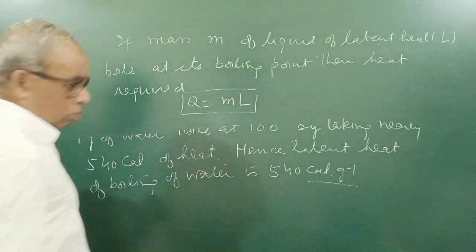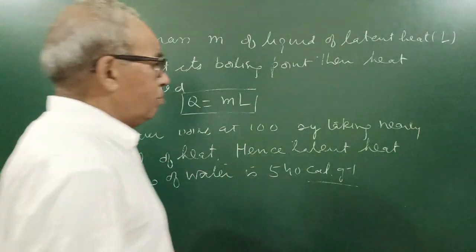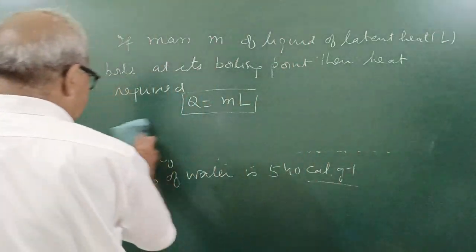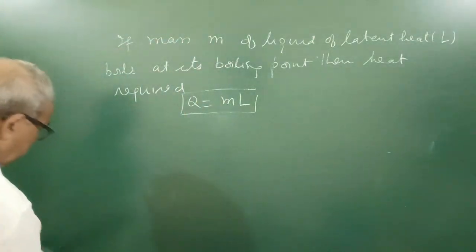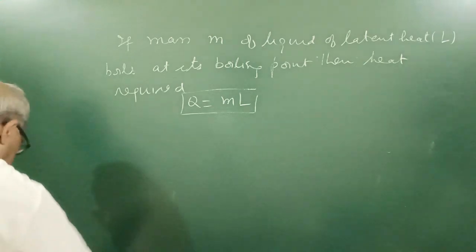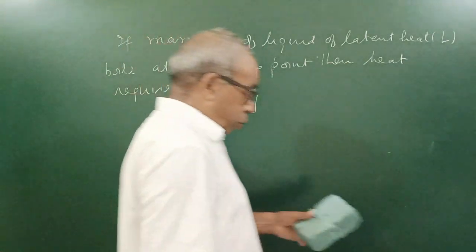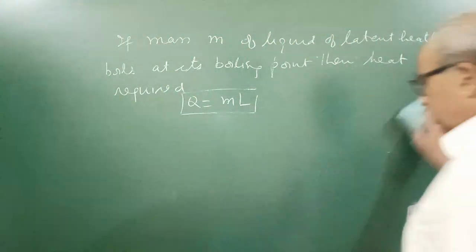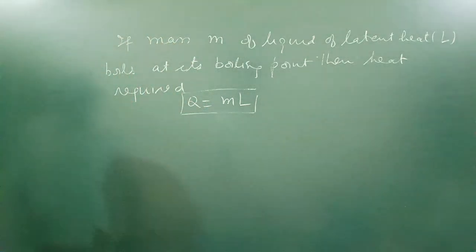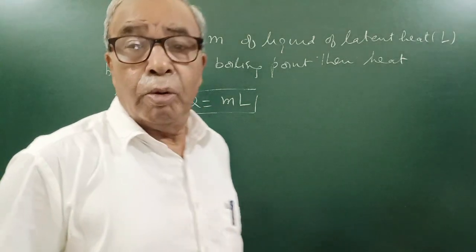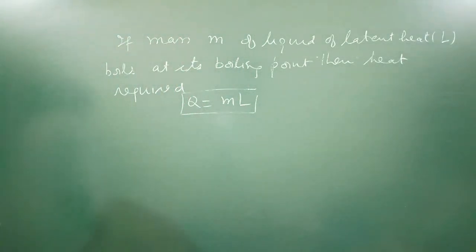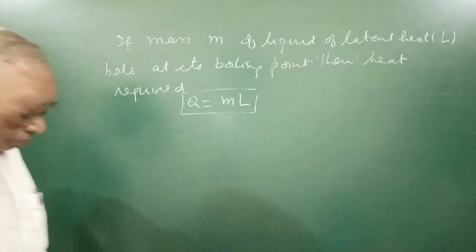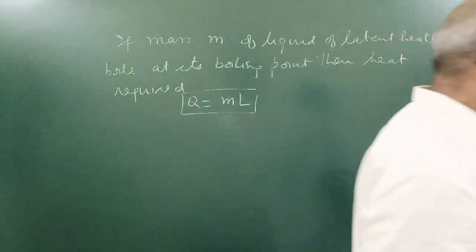Same is true for melting. If mass m of solid melts at melting point, then heat Q is equal to mL. So 1 gram of ice takes 80 calories of heat.